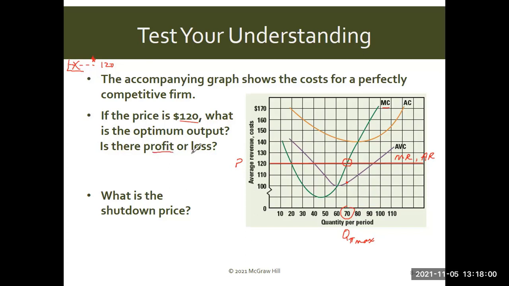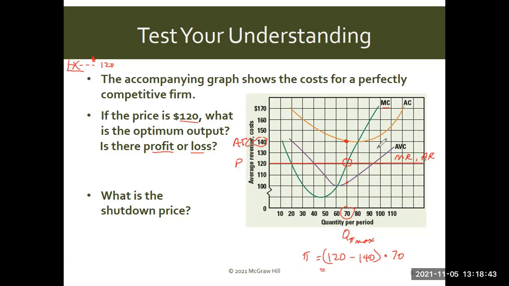Let's find a profit or loss. Well, I know the price or the average revenue. Just at 70, I have to go all the way up to here and come across to find my average total cost. ATC is 140. So I know that the profit here is my price, which is 120, minus my average total cost, which is 140, times the quantity, which is 70. So 120 minus 140, unfortunately, is negative 20. And negative 20 times 70, unfortunately, shows that we've got a loss.